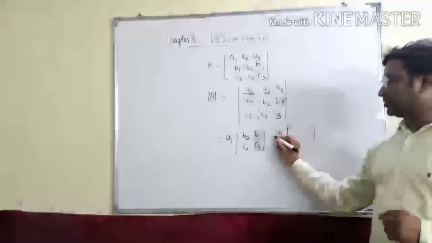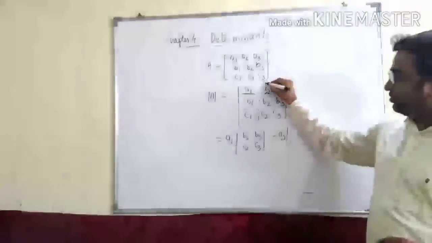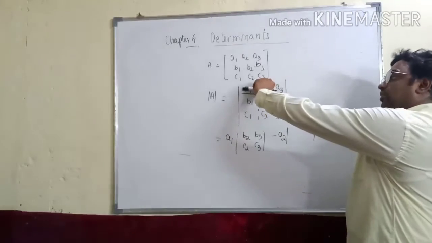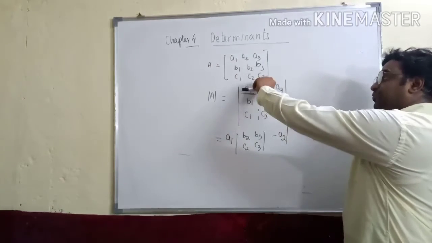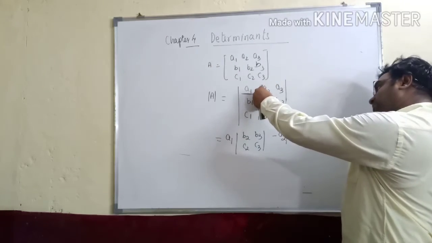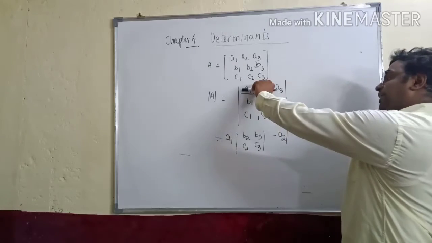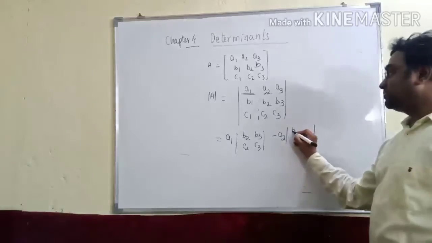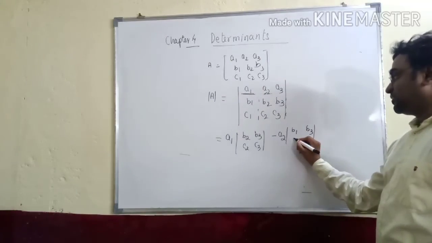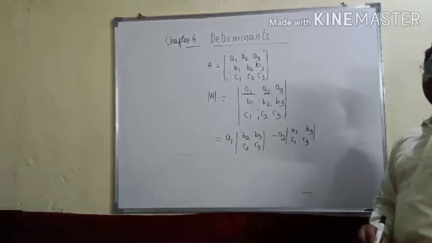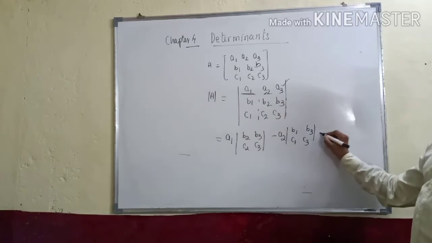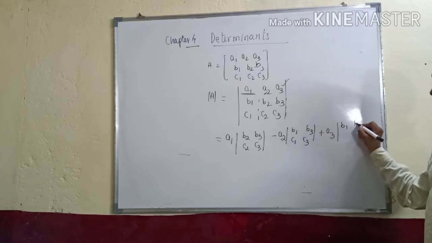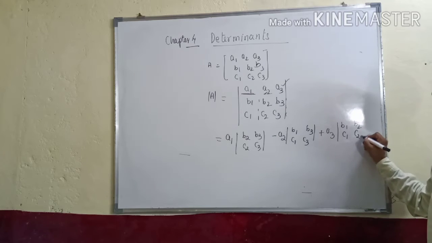A2 you have to write, first you have to write negative. Then if you write A2 here, you have to close its column and its row. The rest of the numbers will remain here. So B1 will be here, B3 here, C1 here, C3 here. The last term in the row-wise expansion will be A3. A3 you will write, and here you have to write B1, B2, C1 and C2.